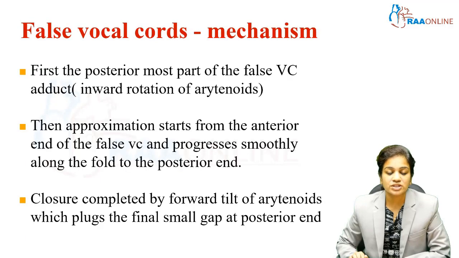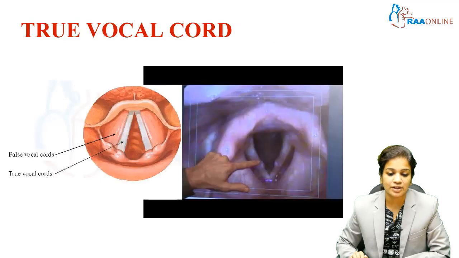So first the posterior part of the false vocal cord will abduct, and then there is like the inward rotation. So first the posterior part, then the middle part, then the anterior part. That's how the movement of the false vocal cord will be. So closure is completed by the forward tilt of the arytenoids, which plugs the final small gap at the posterior end. So now what we are pointing here is the true vocal cord.